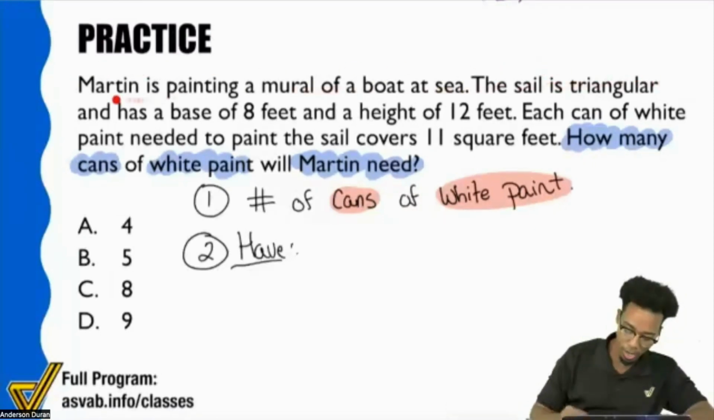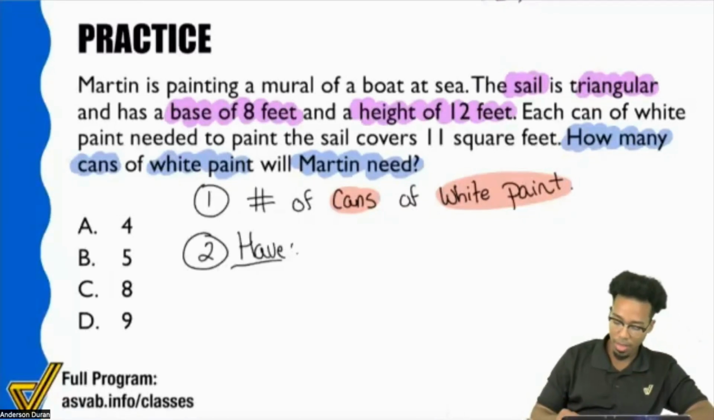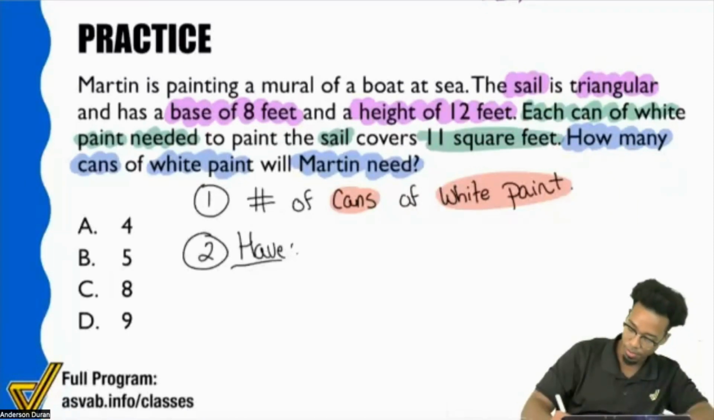The sail is triangular and has a base of 8 feet and a height of 12 feet. Okay, so let me just make sure that I take some of that information in. I saw that the sail is triangular, with a base of 8 feet and a height of 12 feet. And then it says, each can of white paint needed to paint the sail covers 11 square feet. Okay, so let's highlight that as well, and let's really understand what that means. Each can of white paint needed for the sail covers 11 square feet.